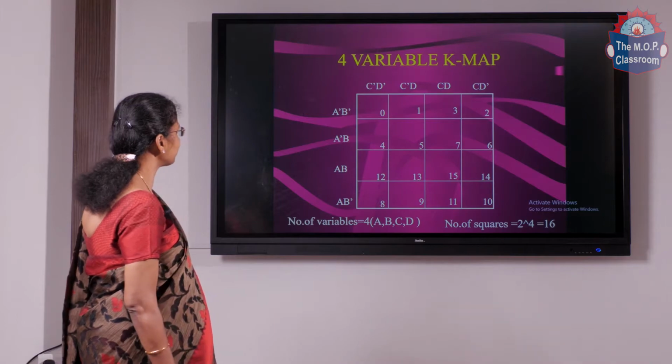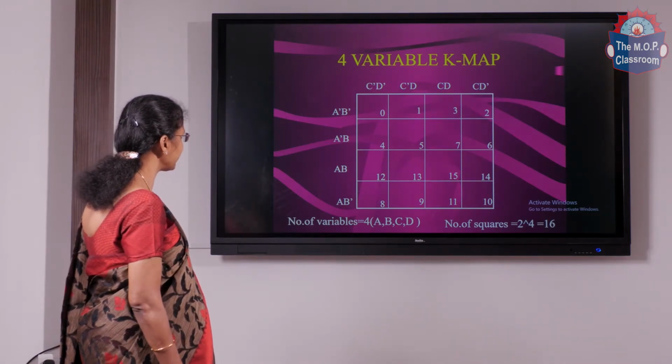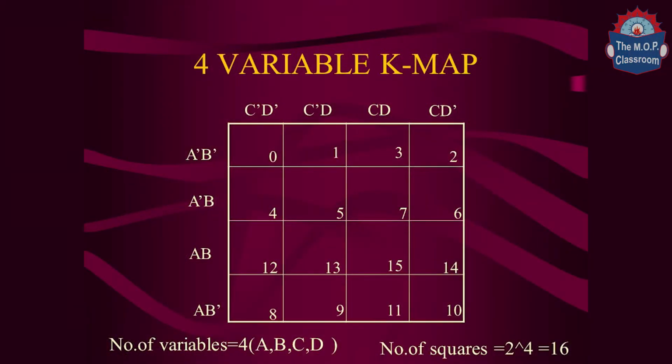Again, the first row is represented by A prime B prime, then A prime B, AB, AB prime. Similarly, if you look at the columns, it is first C prime D prime, C prime D, CD, CD prime. When you look at the numbering, it is 0, 1, we move to the last column 2, and then we come back to the previous one, 3. Similarly, we have 4, 5, 6, 7, then we move to the last row 8, 9, 10, 11, then 12, 13, 14, 15.